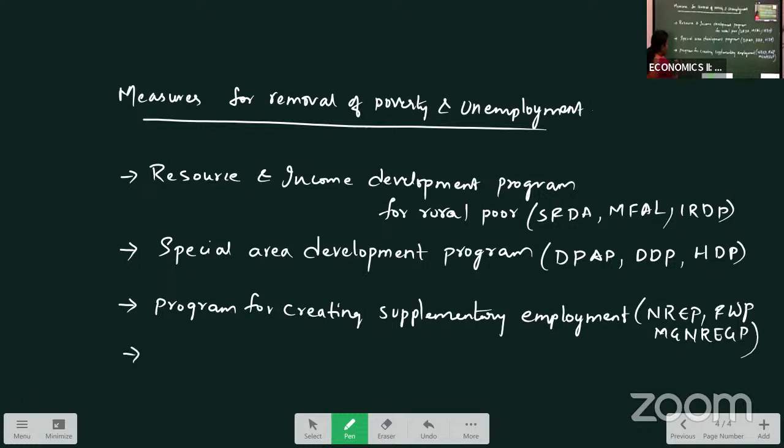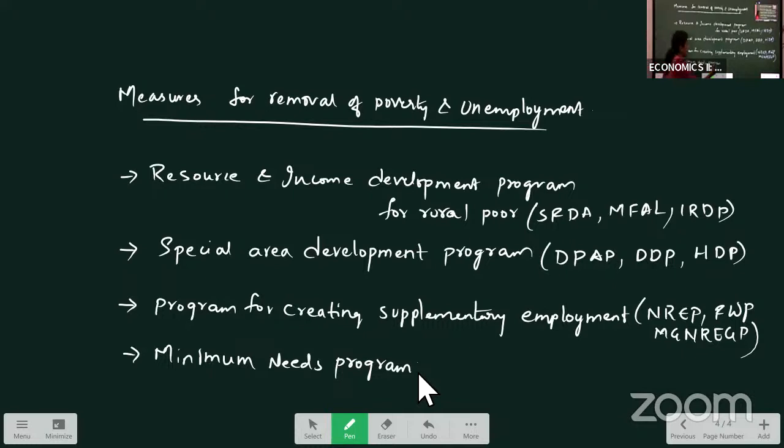And another measure they have taken is the minimum needs program, where they are providing food at subsidized prices. So here we can say, to improve the consumption levels of the poor sections in order to increase their productive efficiency, these minimum needs include education, health, water supply, roads, electrification, housing, nutrition to both rural and urban poor.